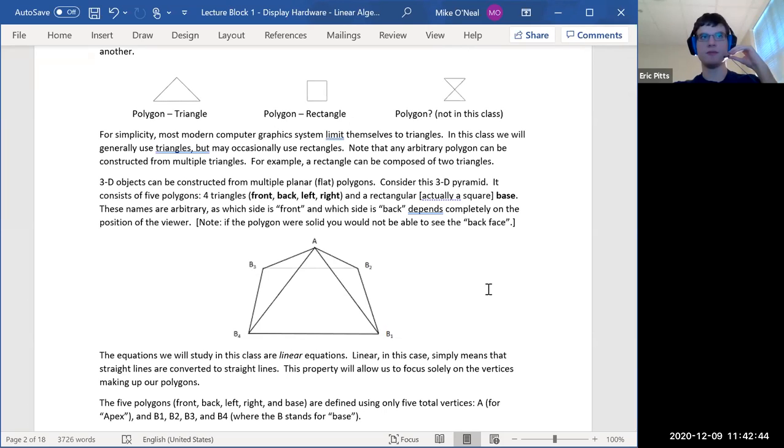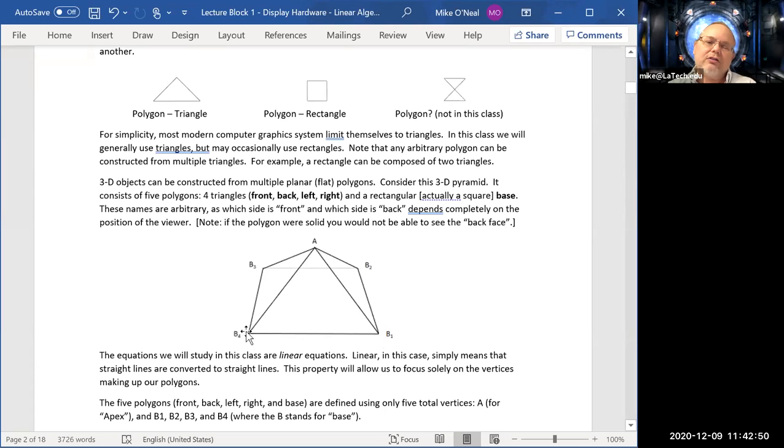2 triangles for the base. Okay, so I could use 2 triangles for the base. I could draw a triangle with a diagonal that went like this, and that would be 1 triangle. And then I could draw another triangle like that. So you might say, well, wouldn't there be a line here, Mike? Or I could have done it the other way where the line went this way, right? Depending on how I set up my triangles.